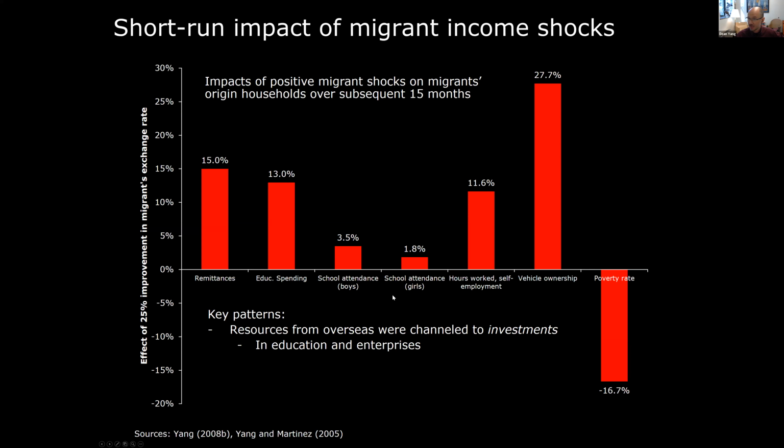So on the educational front, there are clear positive movements, clear investments in education are happening. And then there seems to be clear indication of investment in small enterprises. Households report increases in hours worked in self-employment, and a big increase in vehicle ownership, many of which are reported to be used in household transportation enterprises, like running a taxi or a small bus service.